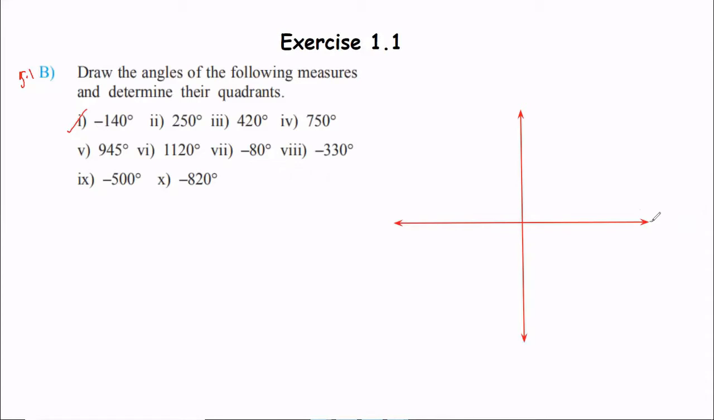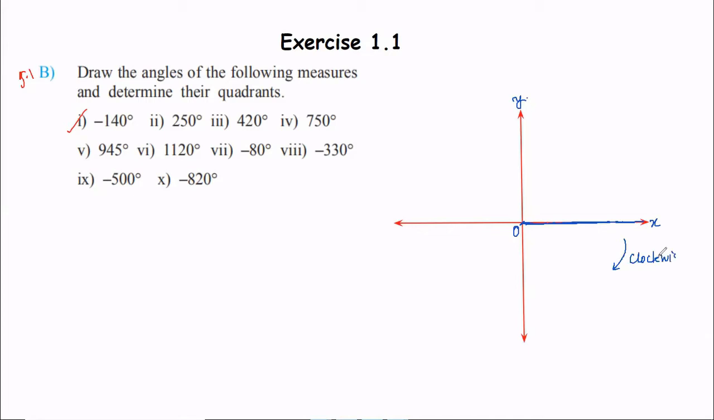So this is the positive x-axis. Above is the positive y-axis. Origin over here. Okay. So now we will plot angle minus 140. My initial arm will always be the positive x-axis for this purpose. And if I need to plot minus 140, it's negative, so we need to consider clockwise rotation.